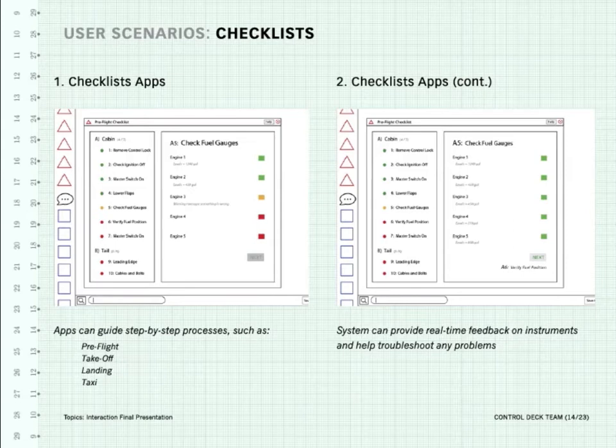The yellow light means warning, which means you should be careful and double check to see if it's alright. The red light means it's a no-go, which means something is not right and you should see to it right away. Once the pilot feels that everything is ready, he can check the boxes to the green light. The next button will show up once everything is green and ready. The system can provide real-time feedback on instruments and help troubleshoot any problems.